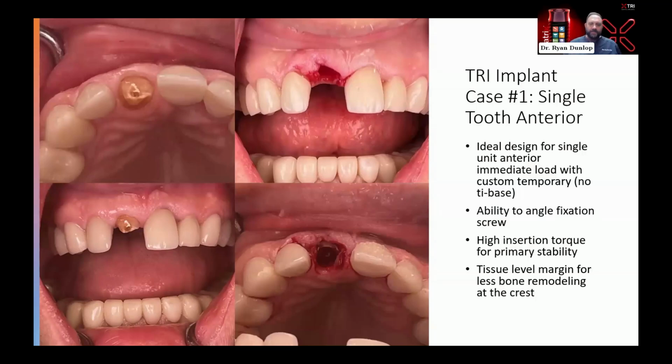And I knew right away I was in trouble. This is already a root canal tooth. So I decided to have him come up, and I was going to remove part of the tooth. I removed the palatal half, and I left a socket shield on the outside of the tooth to protect the bone. And then I placed a TRI implant right behind it.